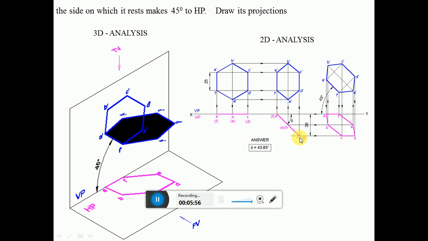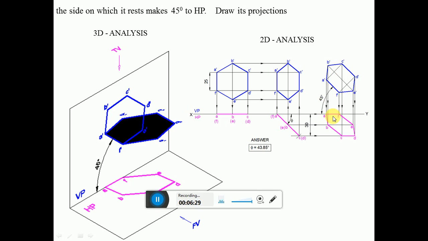You cannot rotate and make this the one at 45 degrees, because this is in front of VP. But you have to give that AF is inclined at 45 degrees to HP. Even if you make 45 degrees to HP here, C dash D dash is also 45 degrees to HP only, but CD is in front of VP here. But that is not the one to be shown with the dimension. The one which has to be shown is AF only, because that is the side which is resting on HP.